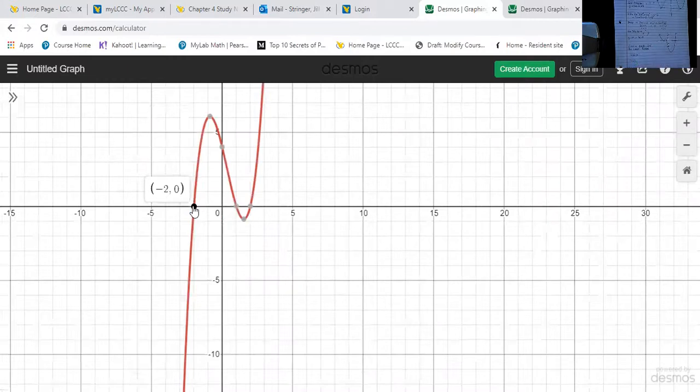Okay, and then what is this 0 right here? 1, 0. And then what is this 0? Is a 2, 0. Okay, I'm going to come back to this in just a second. So looking at our notes, these are the zeros.